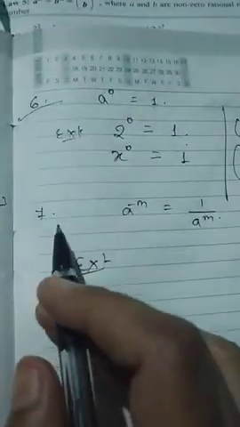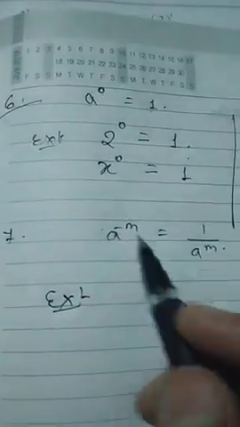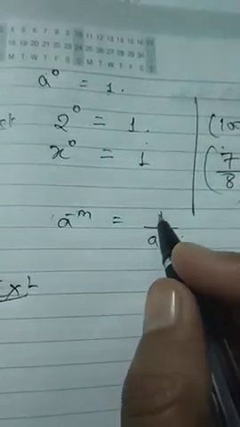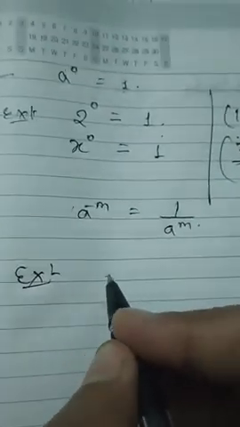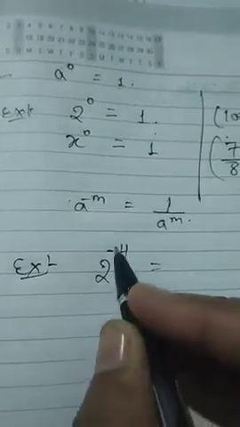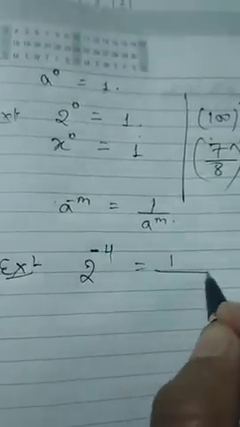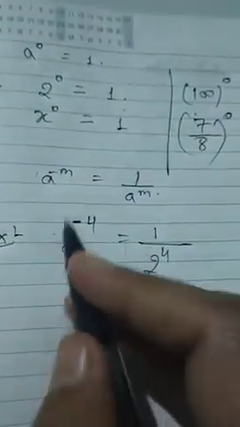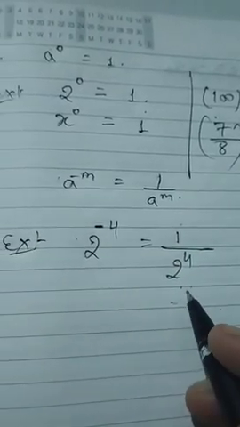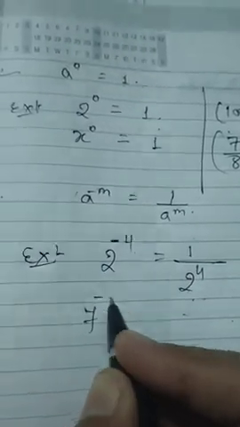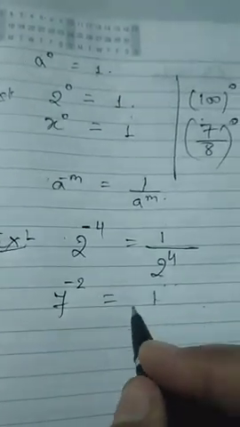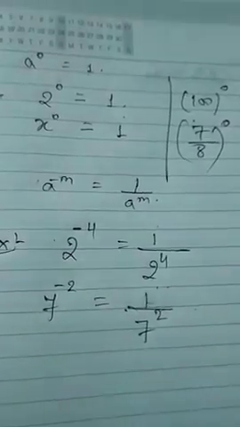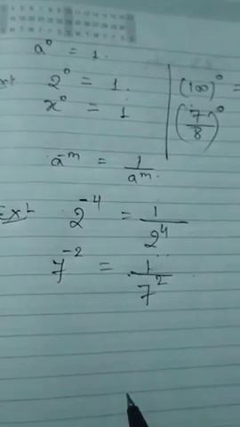Now the last law is the inverse law. It is A to the power minus M. If you are writing the number like this, then we can write it in positive form as 1 by A to the power M. For example, 2 to the power minus 4. If you want to write this in positive form, you write 1 by 2 to the power 4. Similarly 7 to the power minus 2 is written as 1 by 7 to the power 2, or square.